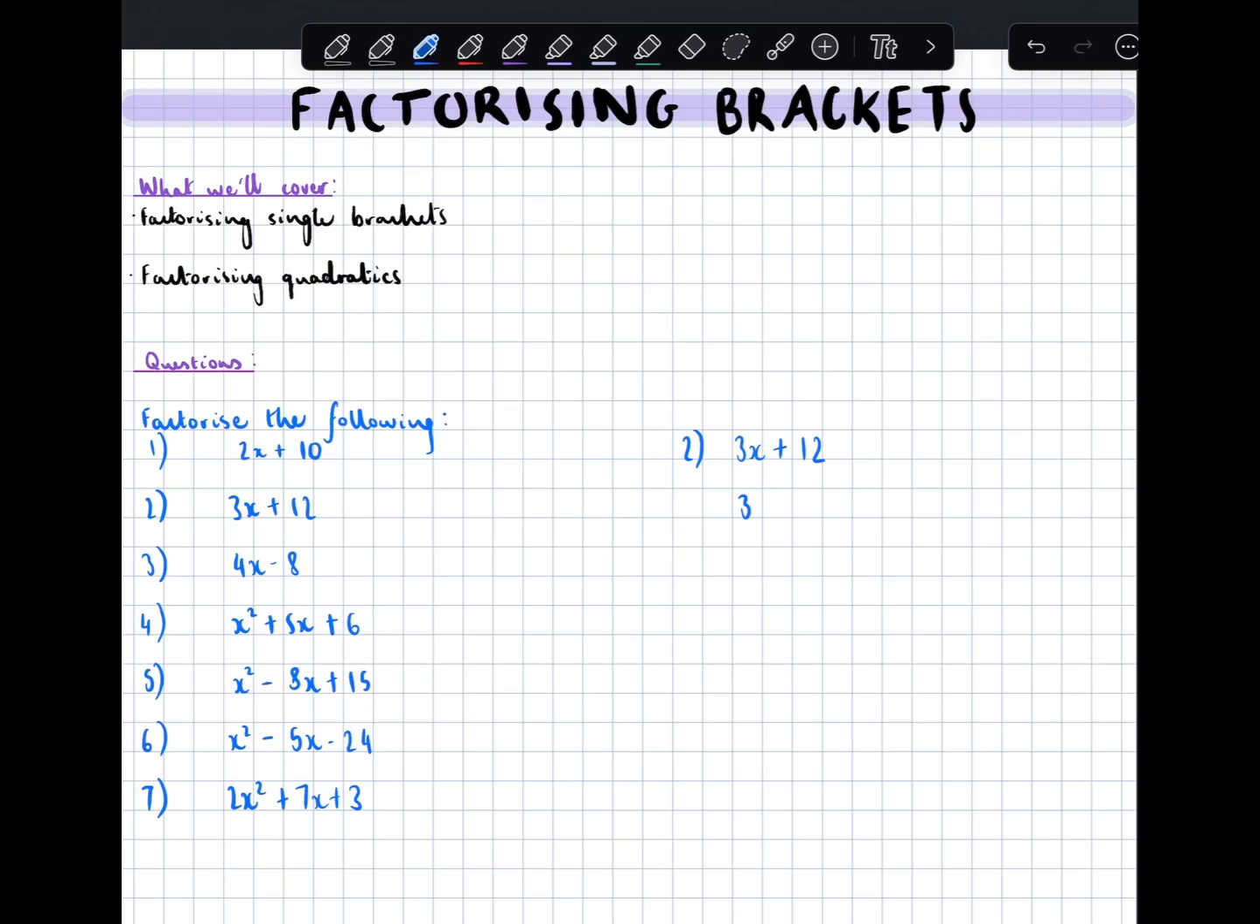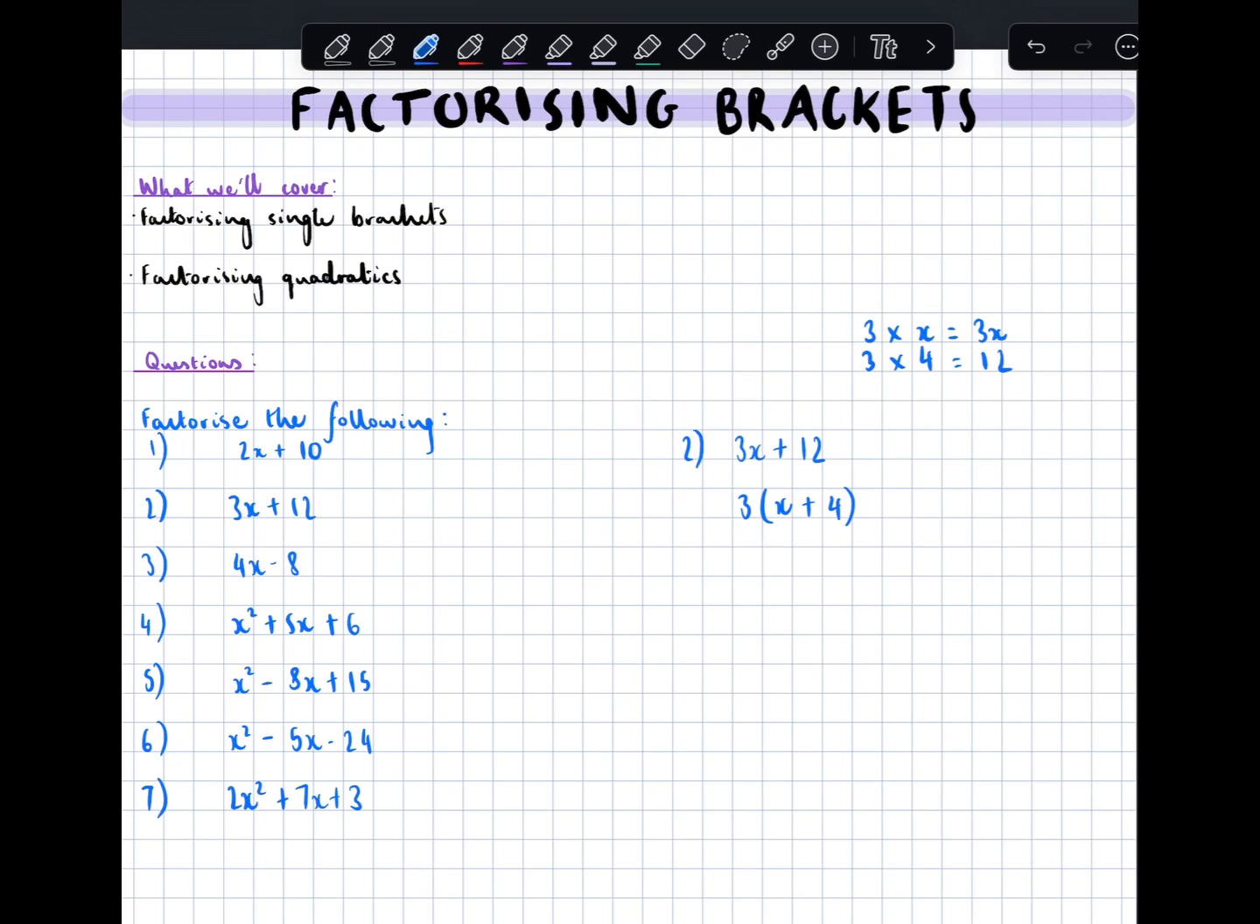Let's now take a look at question number 2, which is 3x plus 12. So first of all, like we did in the first one, we're trying to find what's common in both the terms, 3x and 12. So from here, we can see that 3 goes into both of these numbers. Now we can open the bracket, and we are now trying to find what we would need to multiply 3 by in order to give us 3x. So 3 times x would give us 3x. Hence we put x within the brackets.